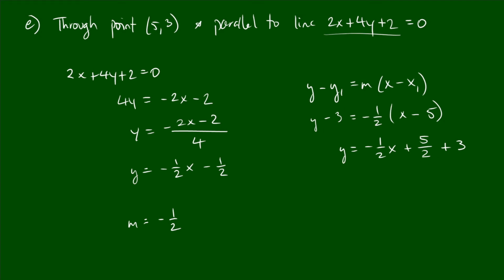You already have your slope. Now you have to add these two numbers to find what your intercept is going to be. Well, the denominator of this 3 is a 1. To find a common denominator, we can just multiply the 3 over 1 by 2 over 2. So you would have 6 over 2. 6 over 2 plus 5 over 2 is 11 over 2. So now you have y equals negative 1 over 2 x plus 11 over 2. That is the equation of the line that goes through the point (5, 3) and is parallel to 2x plus 4y plus 2 equals 0.